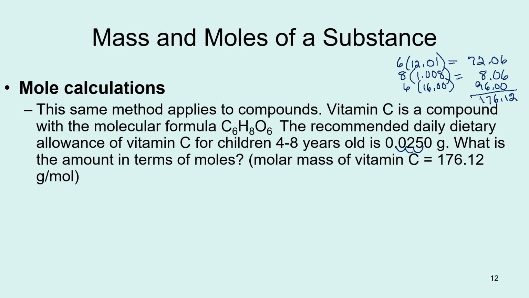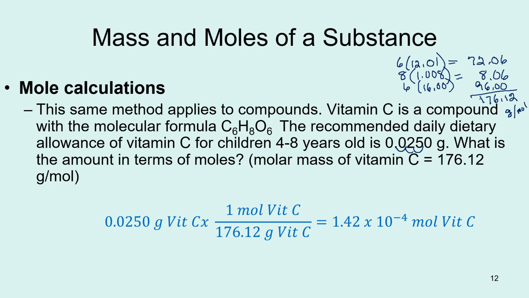So if I add that together, I get 176.12. Now, technically speaking, if I put the units as AMU, I would be correct, but probably the better units now that we know is grams per mole. That means that there's 176.12 grams in 1 mole of this substance, so grams per mole. All right, so that's where that came from. And now we start with what we're given, 0.0250 grams of vitamin C, and we multiply by our conversion factor this time because we have grams here that we're trying to get rid of. Grams goes in the bottom, and moles will be our answer, so that's in the top.